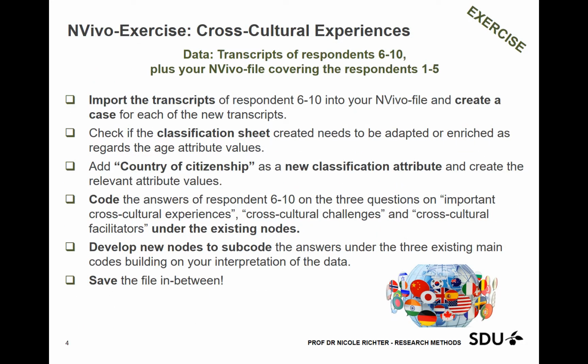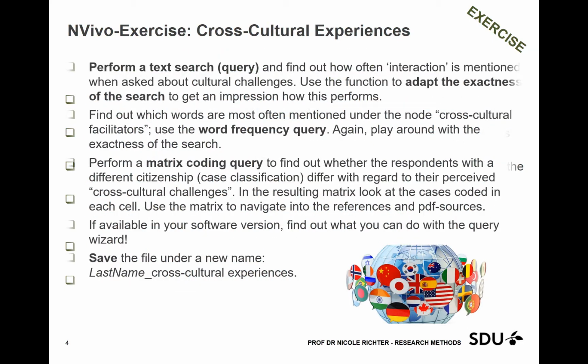In addition to this recommendation, you will find an NVivo exercise that is coming with our dataset, and that exercise is building upon the transcripts of respondents 6 to 10 that I will provide in Blackboard, also on our e-learning platform, respectively in ResearchGate. And the idea is that you import these transcripts into NVivo, create a case for each of these transcripts, check the classification sheet, and add some further classifications in the sheet, namely a classification for country of citizenship. That you code the answers of these respondents under existing nodes, that you develop new nodes to subcode the answers of all our respondents to really create an interpretation of the data. Don't forget to save the file in between.